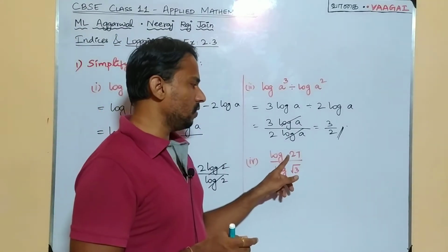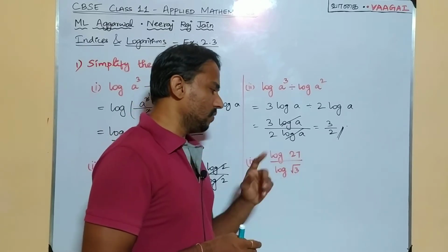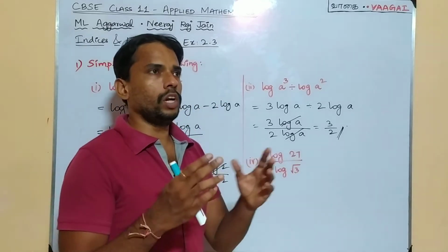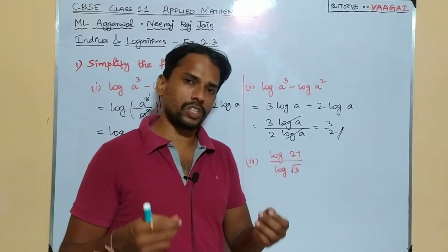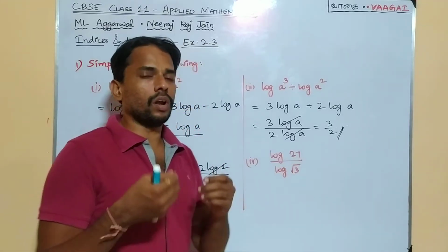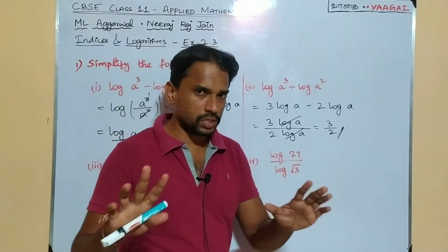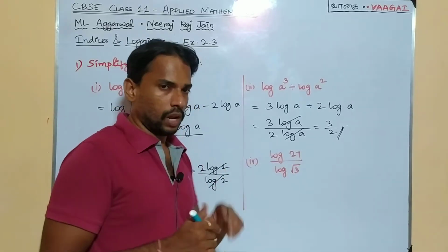See here we have 27, and here we have root 3. So both are going to be powers of 3 only, is it or not? So let's try to write them as a power of 3. Let me just show you what will happen now.